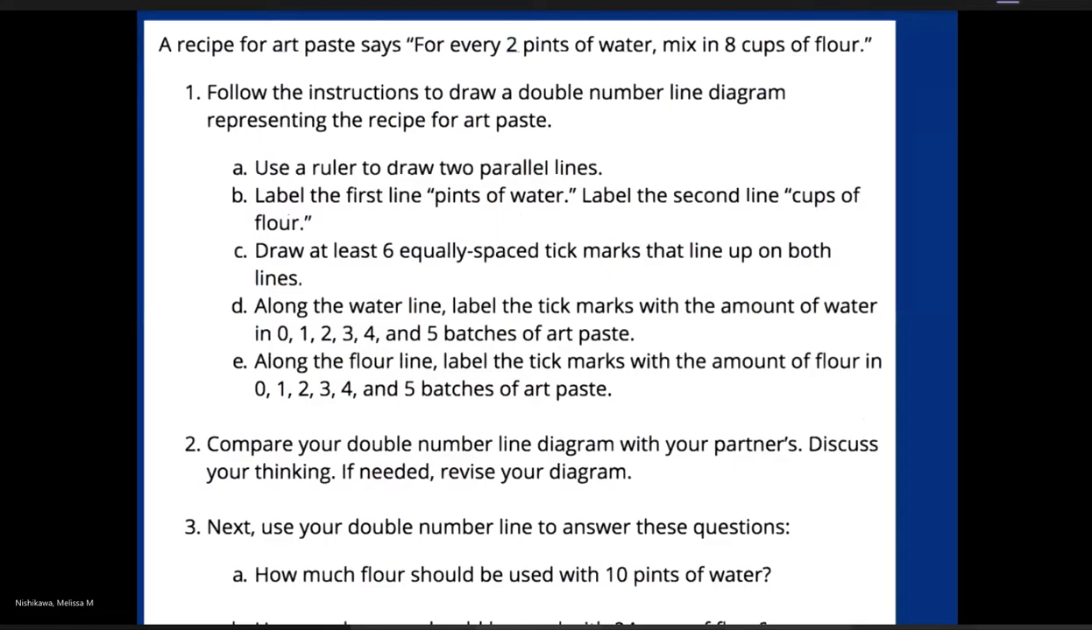So, on your paper, draw your 2 parallel lines. First line is pints of water. Second line is cups of flour.